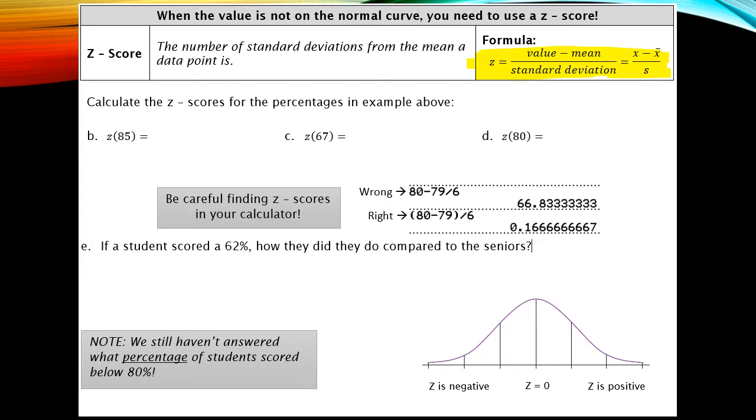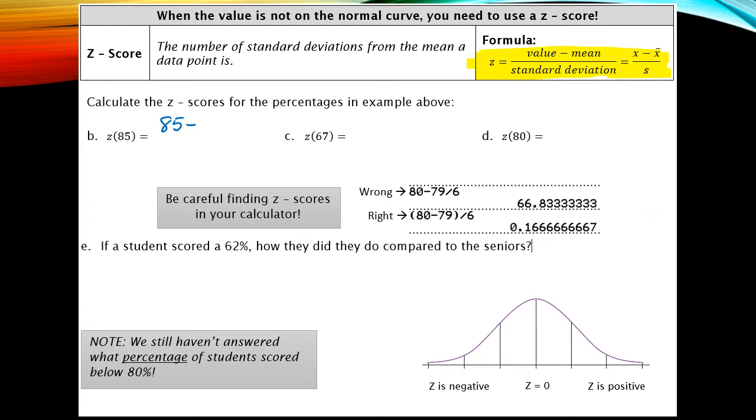So that would be our value, minus the mean divided by the standard deviation. So let's take a look at this first problem. It says find the z-score of 85. So I would do my value, which is 85, minus the mean.